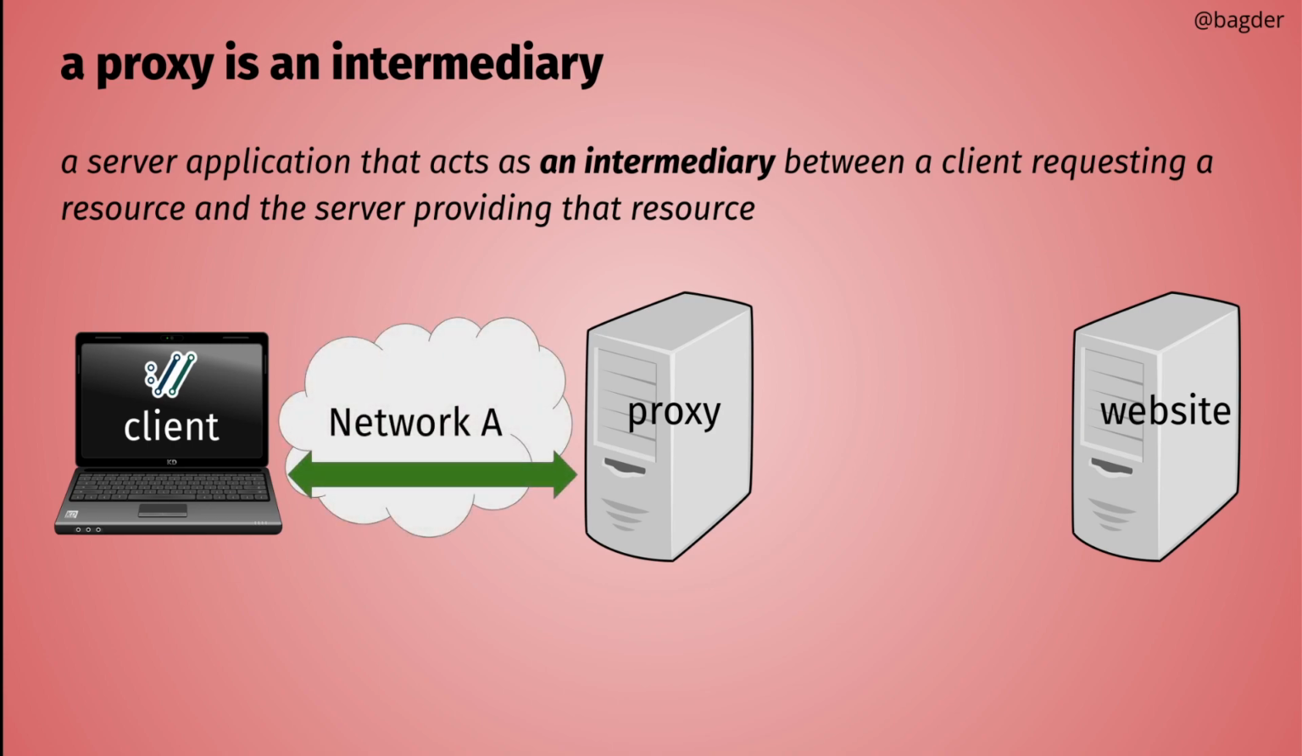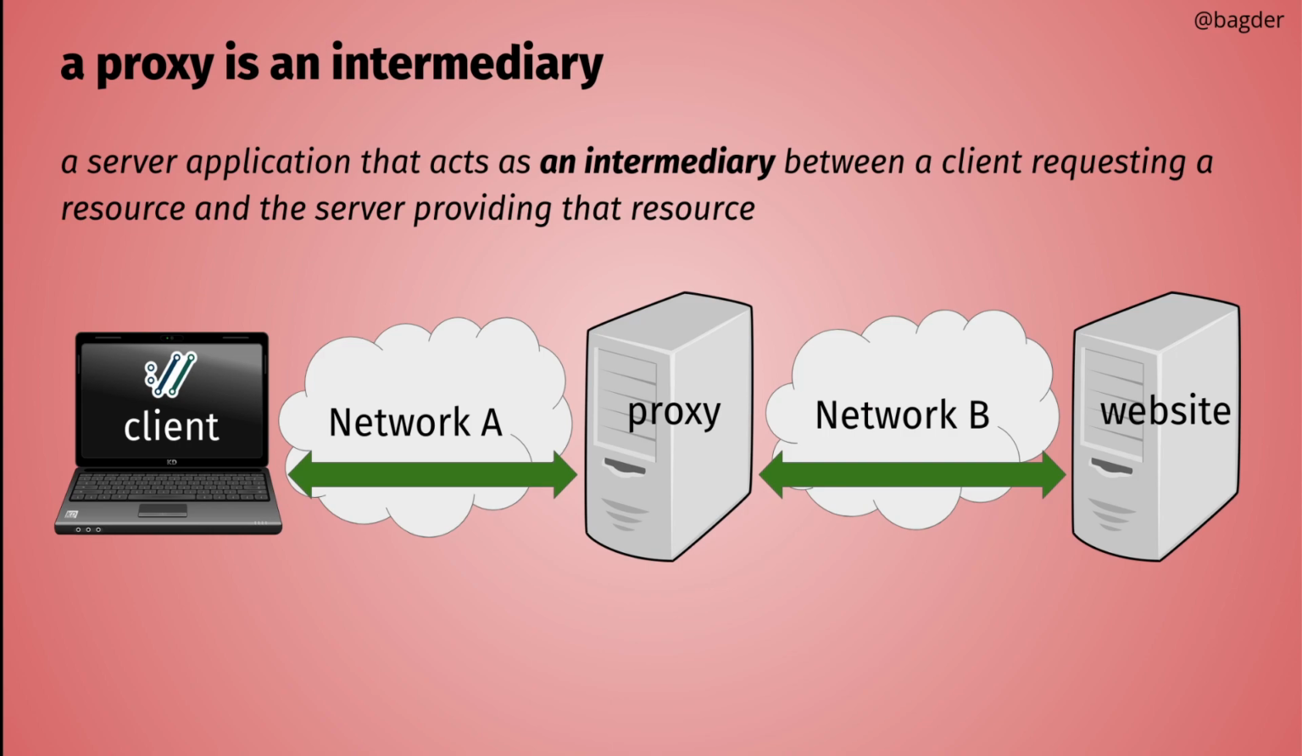But when we introduce a proxy in this game, that's the middleman, right? The intermediary. So it sits on the network A. So we do a connection to the proxy first, and the proxy then relays data over to the website on network B. So the client on the left side doesn't have a direct connection to the website. It goes via the intermediary. That's what a proxy is, right?